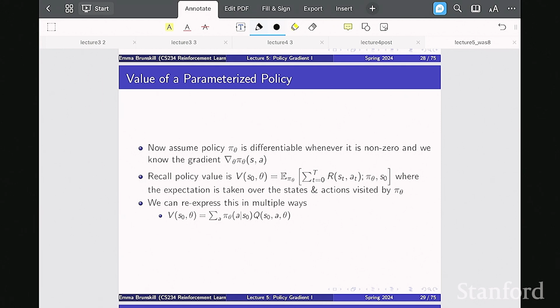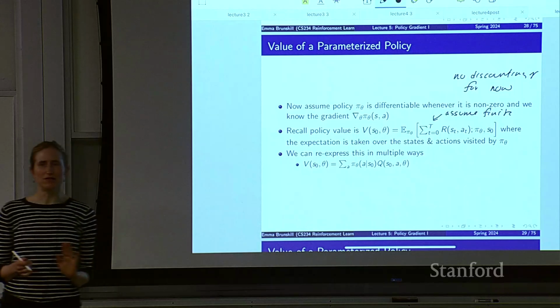Okay. So remember that the policy value, the value of the initial starting state under a policy, is going to be the expected sum of rewards. We don't have to use discounting for most of today if we assume it's finite. So we're going to assume we're in the episodic case, and so this is finite, so no discounting for now. We don't need discounting because it's always a finite length, so we're never going to have infinite reward. So the policy value is just the expected sum of rewards when we follow the policy parameterized by theta till the end of the episode, starting from the state S0.